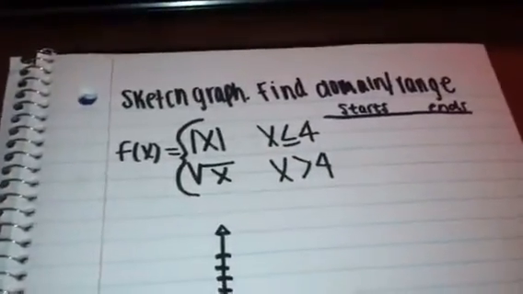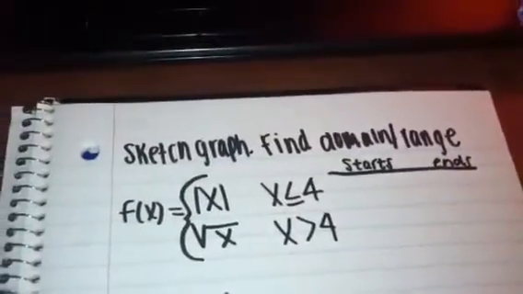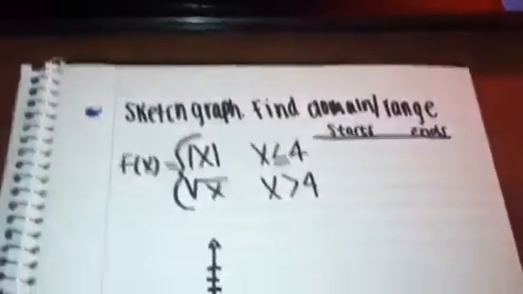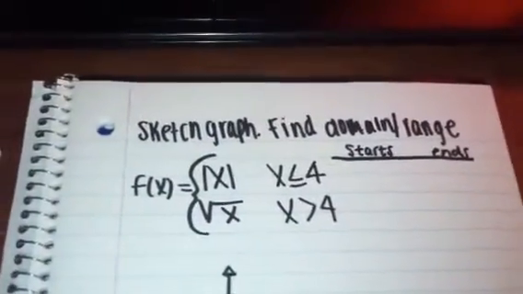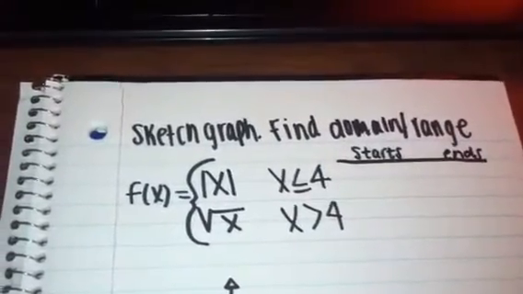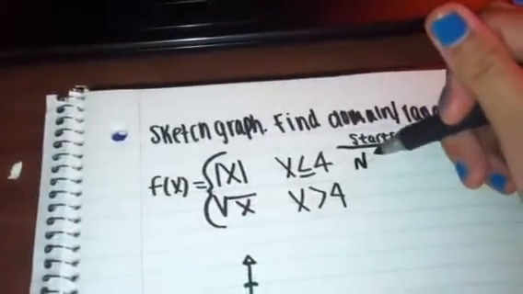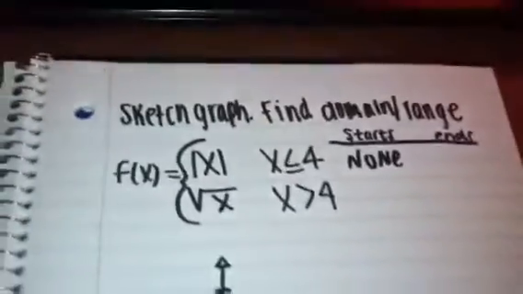Okay, so my problem, we needed to sketch the graph of this piecewise function, and we also needed to find the domain and range. In order to do so, we need to find out where the graph would start and end for each part of the equation of the piecewise function. So, for the first part of the piecewise function, it says the absolute value of x is less than or equal to 4. And that means that it's not going to have a start, because it's any number less than or equal to 4, so it doesn't have a start.